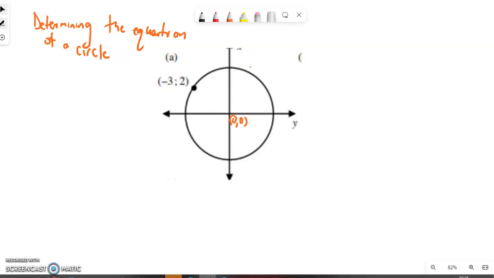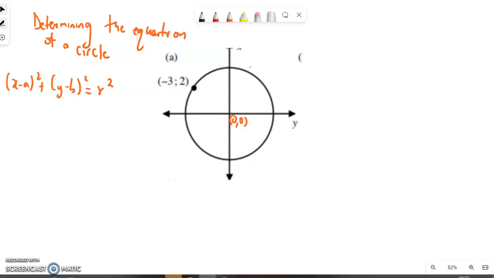If we can do a quick recap from our previous video, we stated that it is (x minus a) all squared plus (y minus b) all squared is equal to r squared. This is the standard form for an equation of a circle. So in this particular case, a and b are 0 and 0, because the circle is centered at the origin.